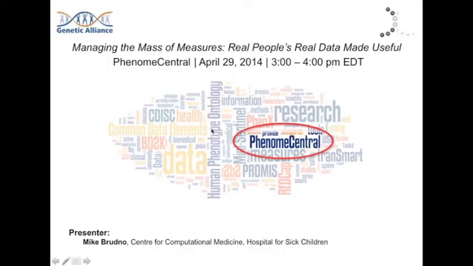This series is called Managing the Mass of Measures, Real People's Real Data Made Useful. I'm Sharon Terry, President and CEO of Genetic Alliance, and this year we want to look at measures and standards and instruments and validation and common data elements, lots of things that in the past we haven't paid a whole lot of attention to, but certainly for Genetic Alliance as we move into translational science, and especially in the form of PCORNet, which is the nation's clinical research network, we're looking at how do we share data well and what tools are available to us.